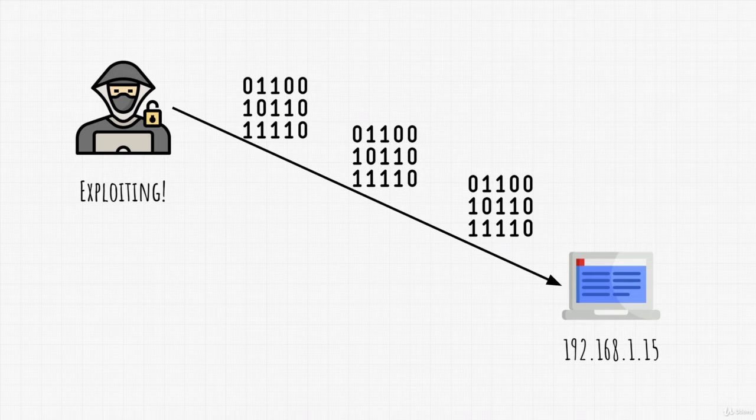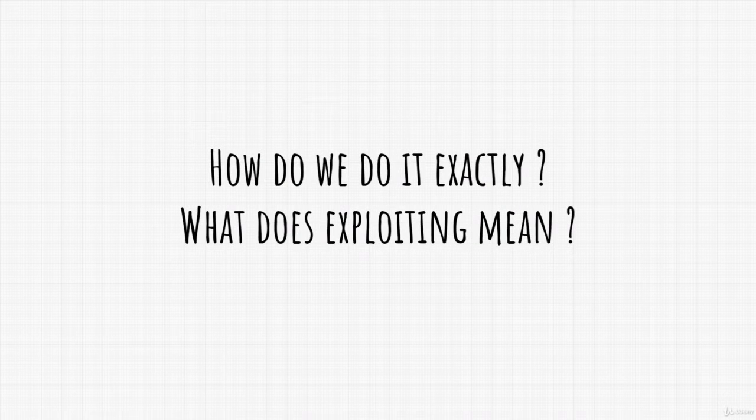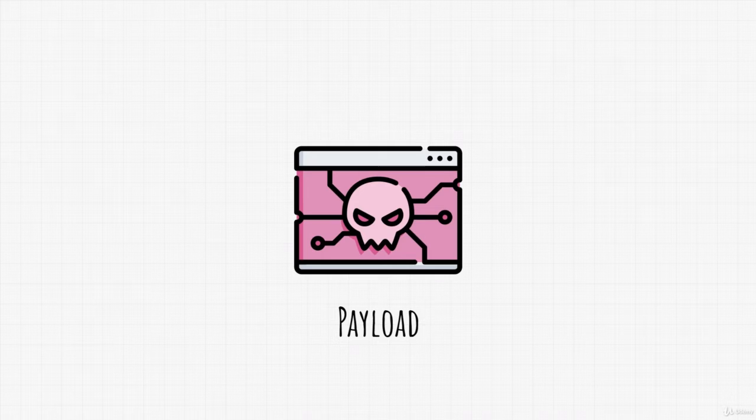But wait a second. What do I mean we would exploit the target? How do we do it exactly? And what does exploit target even mean? Well, exploiting the target, in other words, is using its vulnerability that we discovered to send something called a payload. A payload is a program that we deliver to the target after the exploit. Usually, this program is something that allows us to execute commands on the target system and navigate through its files and folders.